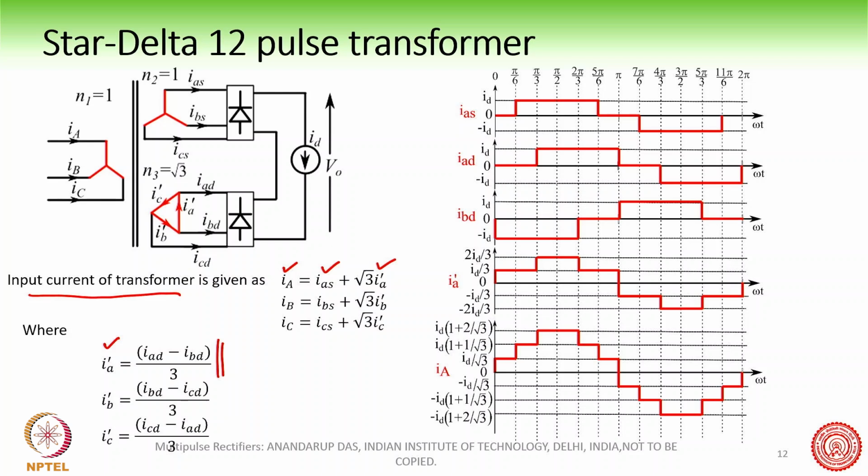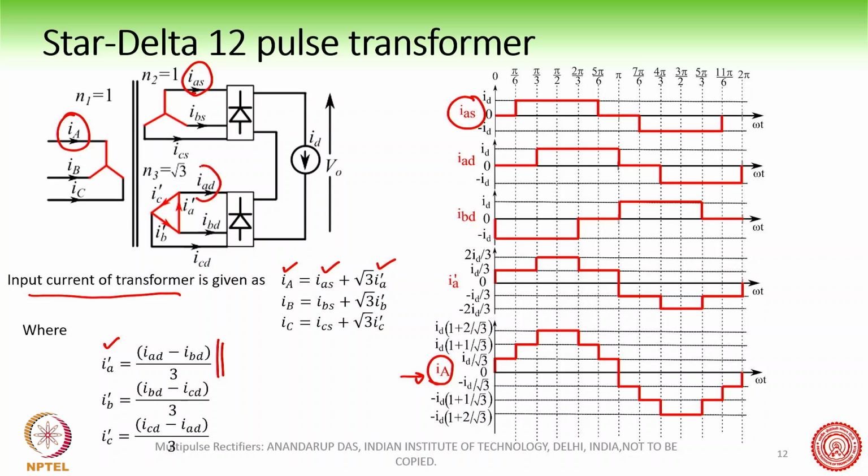Now what we will do here is to plot these currents and see what the IA waveform is. We are trying to get this input current waveform, plot this current and see its property. So at first we are going to plot this IAS current, and you can see IAS is a quasi-square current. We know for the diode bridge rectifier, the input current is a quasi-square.